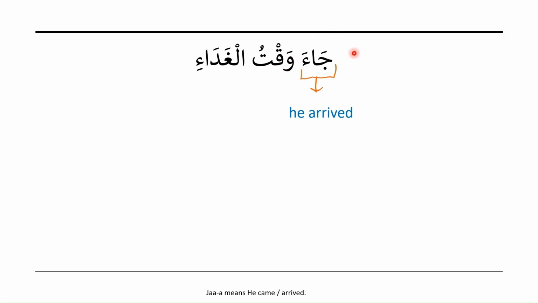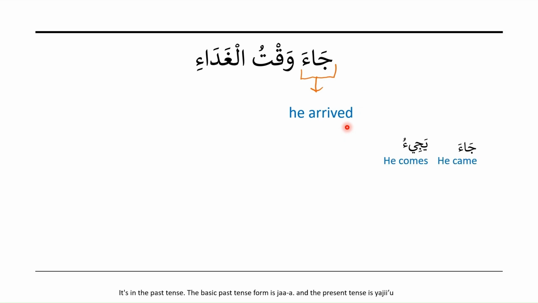جاء means he came or he arrived. It's in the past tense. The basic form is جاء and the present tense is يجيء. جاء, he came. يجيء, he comes.